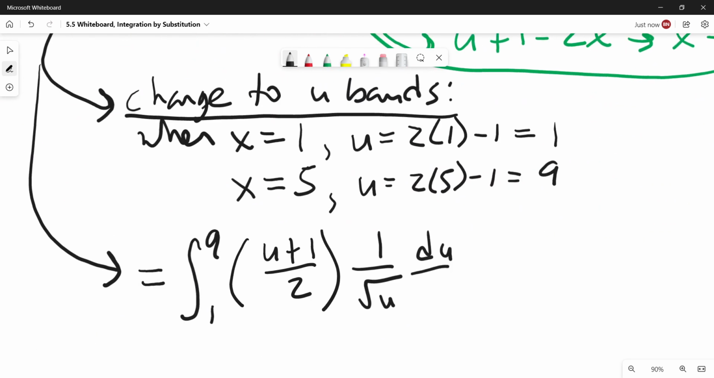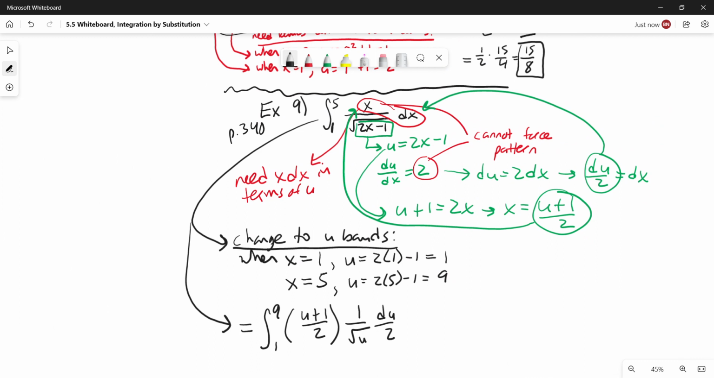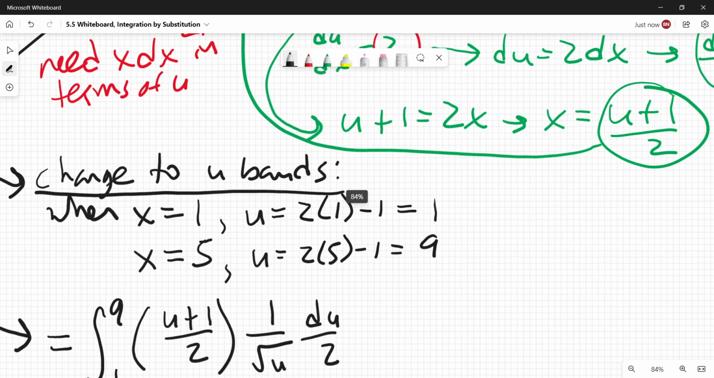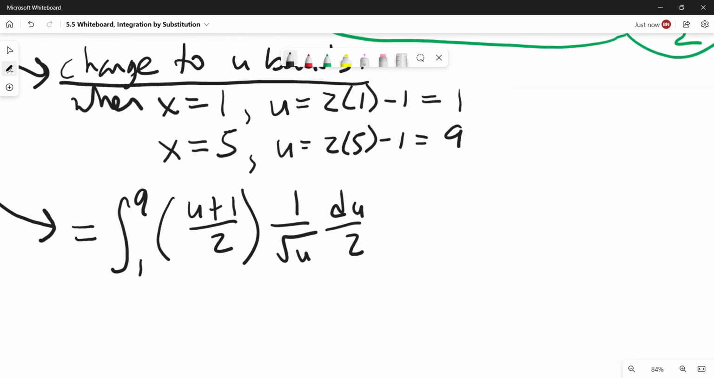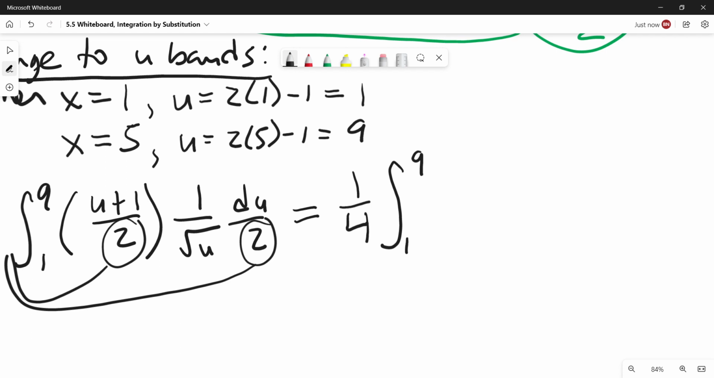So du over 2. All right, so that's everything subbed out in terms of u: our bounds, our x, our 1 over root 2x minus 1, our dx. Now that we have everything converted, we can just finish this problem as it is. Let's rewrite this. First of all, the 2's can come out, so I'd do a 1/4 thing. I'm going to rewrite this before we start taking antiderivatives. The 1 over square root u, hopefully you can recognize that as u to the -1/2. This is u plus 1 times u to the -1/2 du.